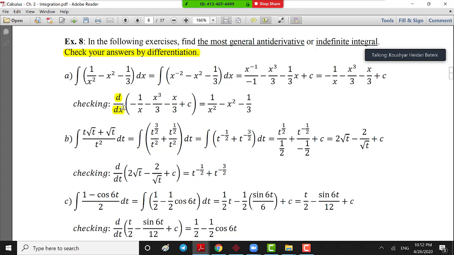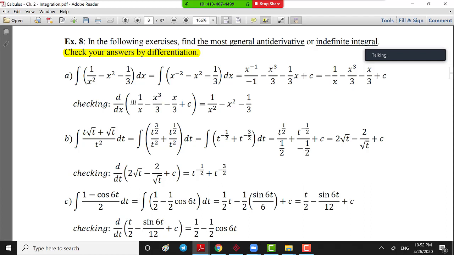Now, the derivative of the result of the integration, you can easily see that it is going to be 1 over x squared minus x squared minus 1 over 3. And as you see, this is your integrand, right? So the result of our integration is correct.